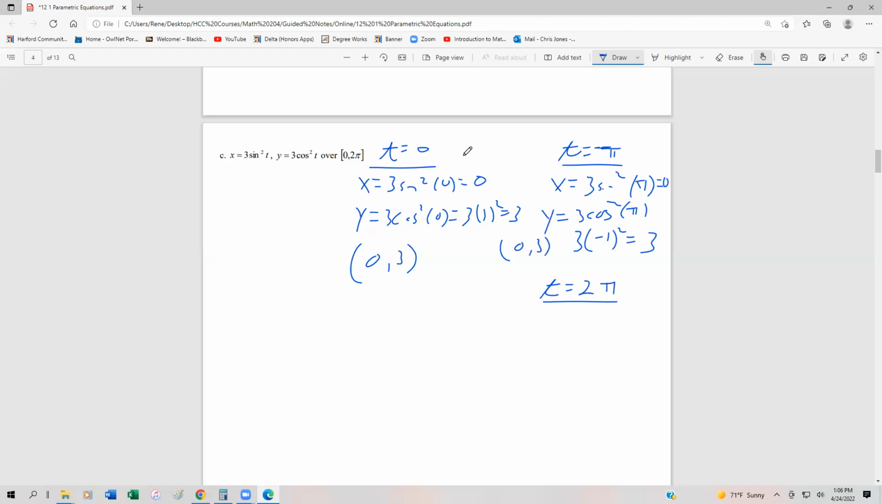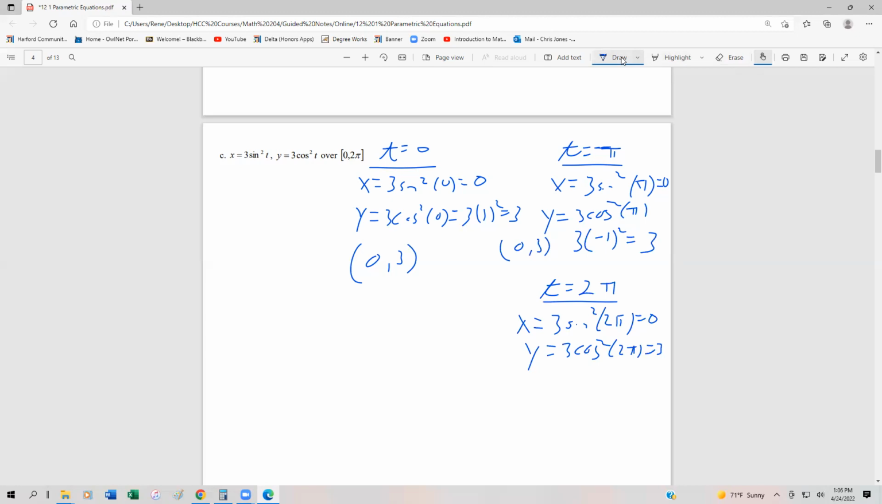And then if we were just to plug in 2 pi, x equals 3 sine squared of 2 pi, which is 0, and y equals 3 cos squared of 2 pi, which is also going to be 3. So it seems like we keep getting the point (0, 3), but that's not the only point that's going to be on this curve. We just have to be careful about which points we pick.